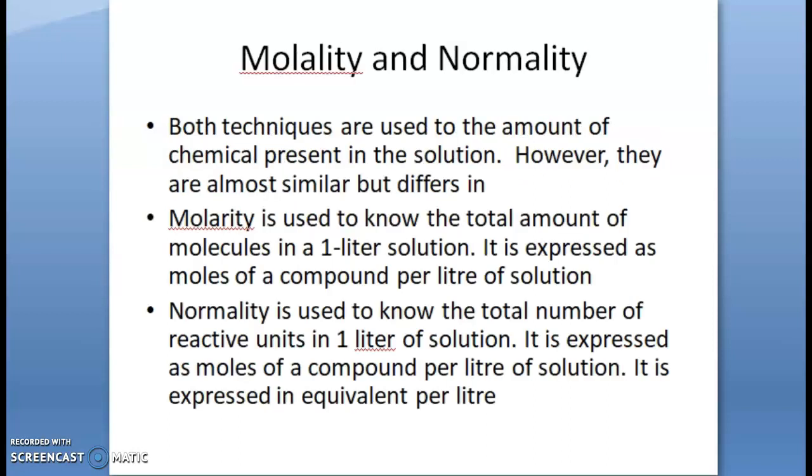What is the main difference between molarity and normality? Both are used to express the amount of chemical present in the solution. They are almost similar but differ in the following way: molarity is used to know the total amount of molecules in a 1 liter solution, and it is expressed in moles of a compound per liter of solution, while normality is used to know the total number of reactive units in 1 liter of solution, and it is expressed in equivalents per liter.